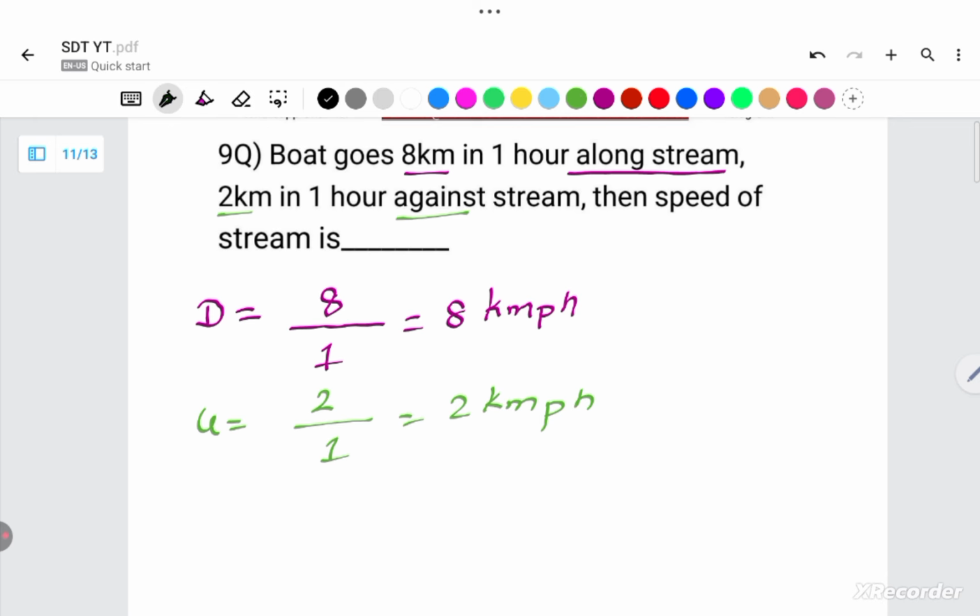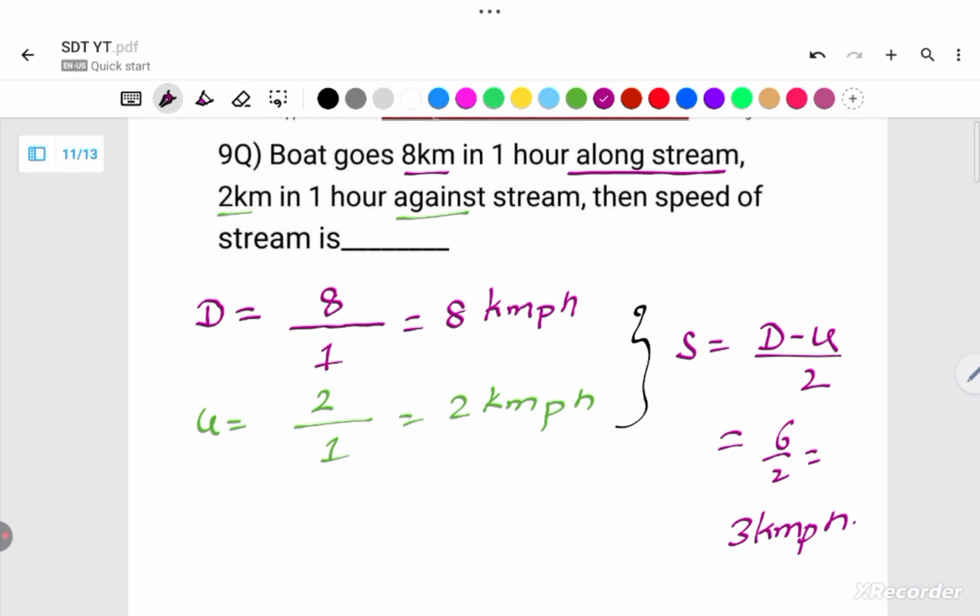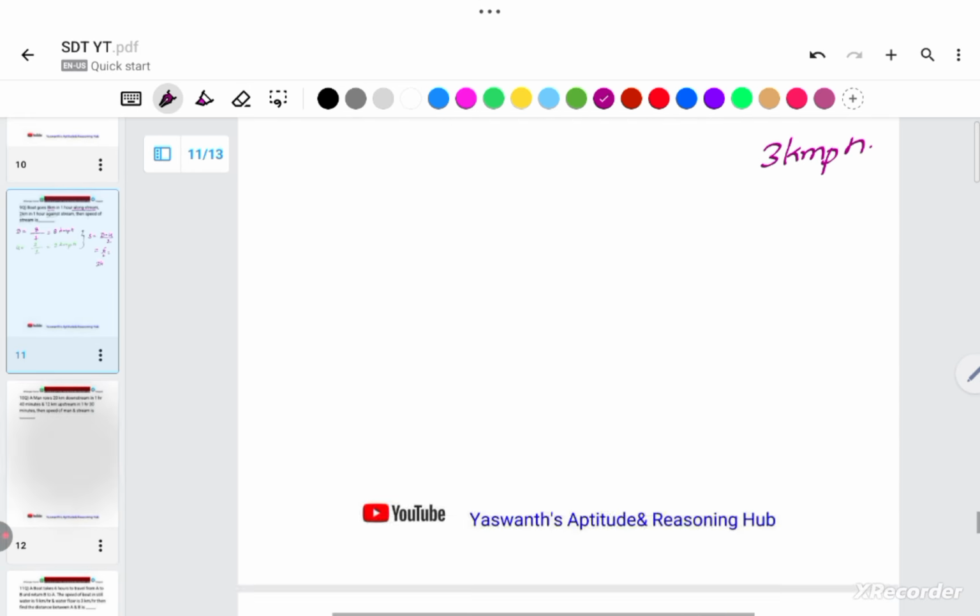We know that the stream speed will be equal to (D minus U) by 2. Then 8 minus 2, that is 6 by 2, which is 3 kilometers per hour. Okay. We'll move to the next question.